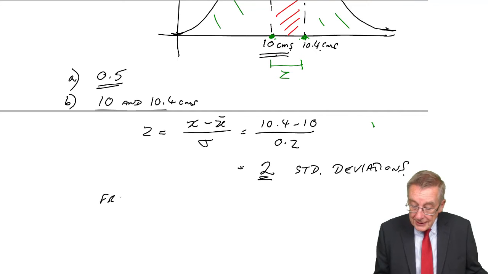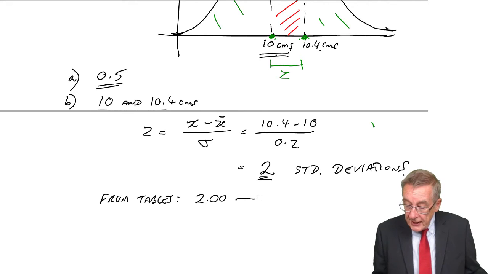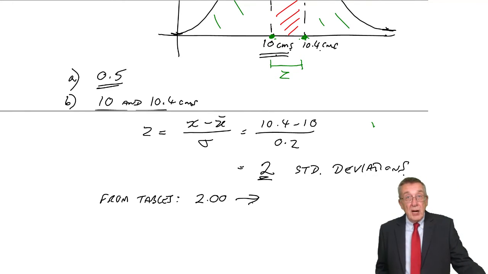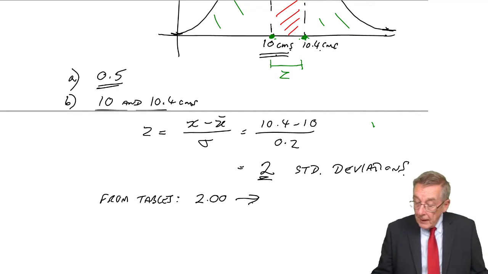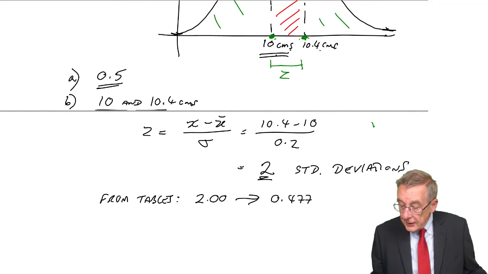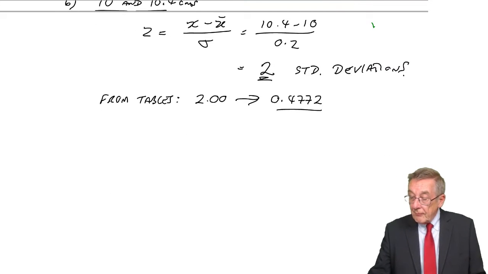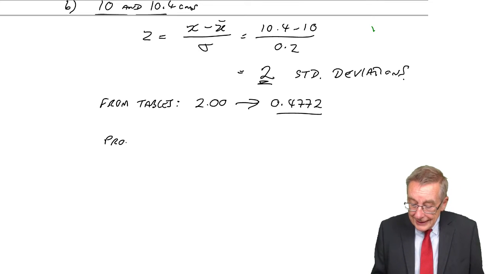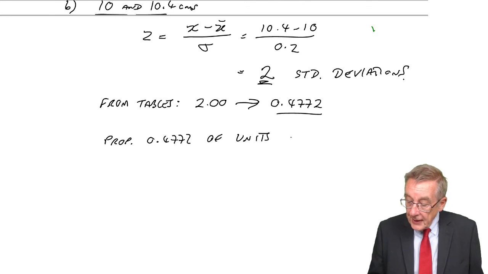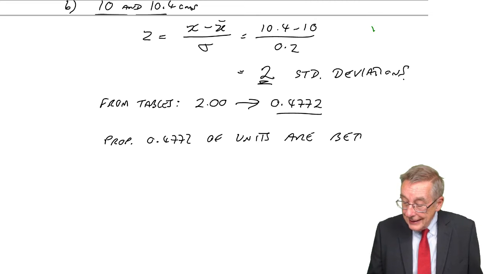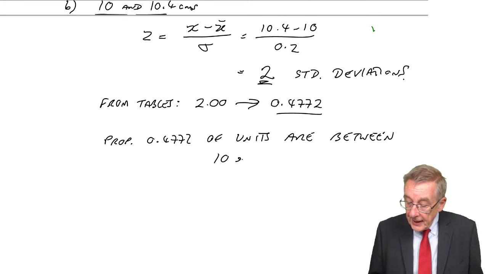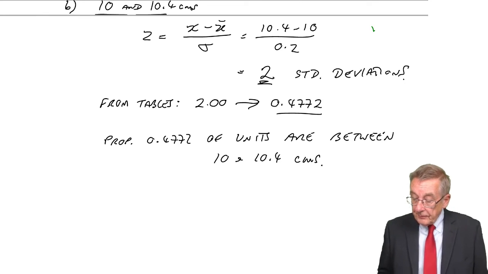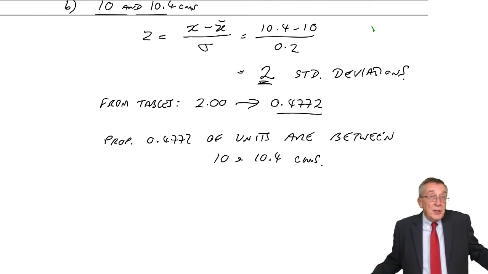So it's 2.0 down the left-hand side. And then as you go along the columns, you get 2.00, 2.01, 2.02, and so on. Well, from the tables, 2.00, it's the 2.0 row, the 0.00 column, you get 0.4772. And what does that mean? It means that the proportion 0.4772 of units are between 10 and 10.4 centimetres. 0.47 or 47.72% of them.